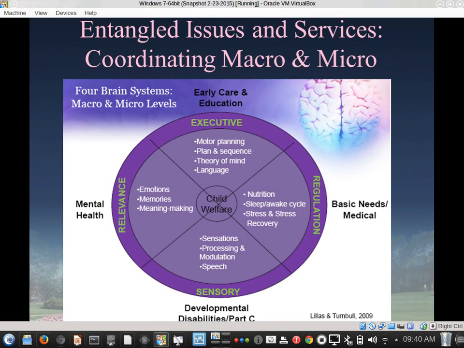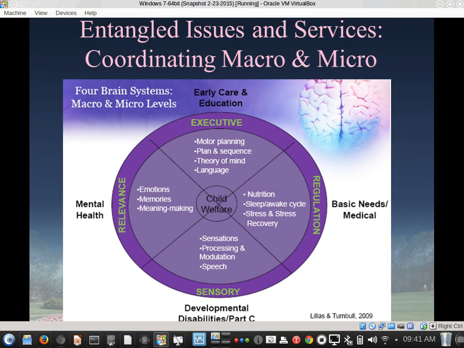There's been many aspects of the neurorelational framework that have inspired my thinking on this work, but this particular slide from Connie's book I thought was particularly apt in this context, where we have many micro-level issues having to do with memories and meaning making at the developmental level for a young child, aspects having to do with the sleep and awake cycle and nutrition. But it's tied in with service delivery issues having to do with child welfare and mental health and developmental disabilities, medical needs for sure, but also early care, early child care and education.